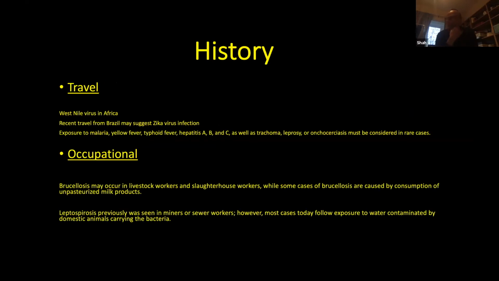Travel. Well, I don't think in the last 2 years anyone's gone traveling, but that is quite important when things pick up again, and certain regions in the world are associated with various inflammatory disorders. For example, Zika virus in Brazil and West Nile virus in Africa, and they can present with very unusual looking inflammatory conditions, which can mislead us for months and months before we finally diagnose them. But if you know the history, that can help you a long way. And occupational, what do they do for a living? So brucellosis in livestock workers and those who work in a slaughterhouse, etc.